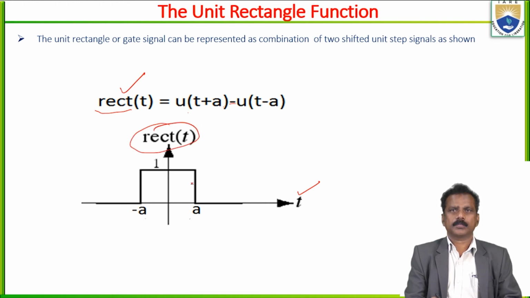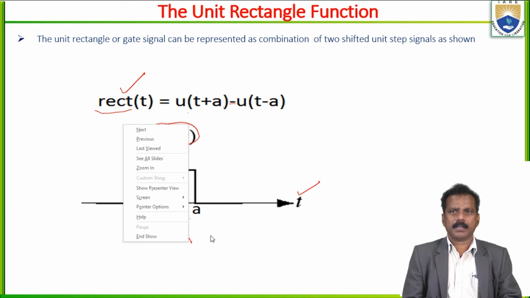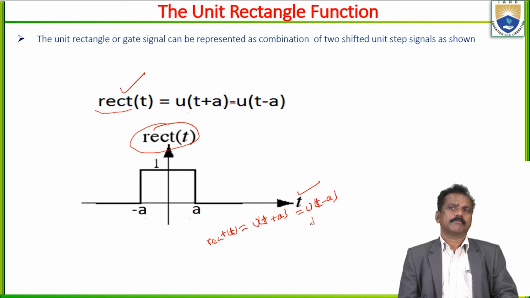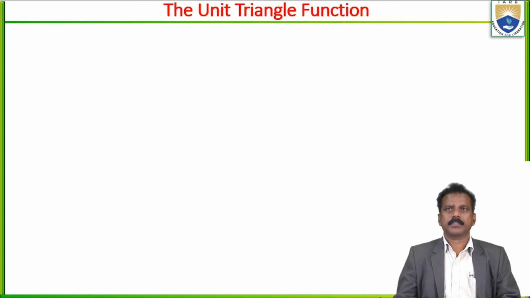Okay, so rect of t is equal to u of t plus a, and it is also u of t minus a. Using this graphical representation, we verify it. Like this it is specified.